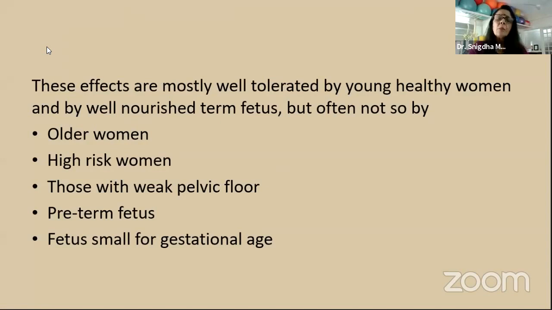These effects are most of the time tolerated quite well by young, healthy women and by a well-nourished term fetus, but often not so by older women, high-risk women, those with a weak pelvic floor, a preterm fetus, and a fetus with small gestational age.